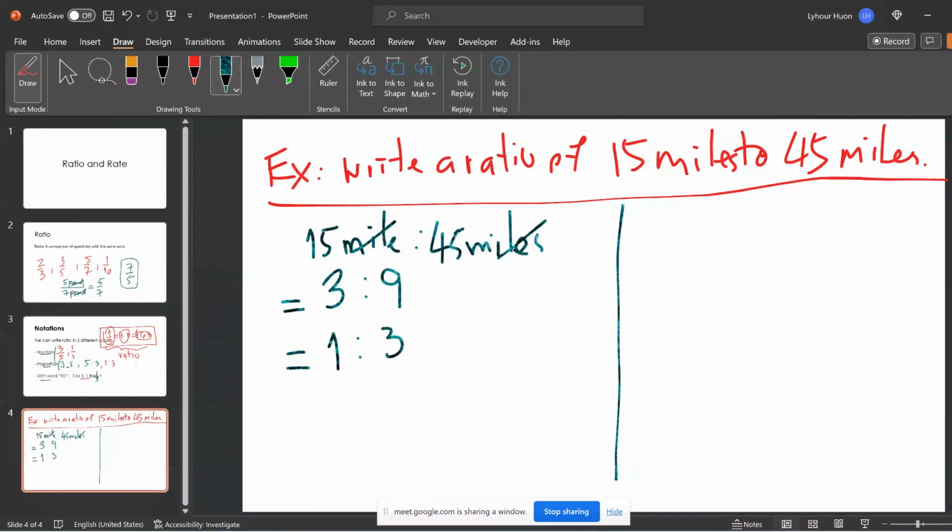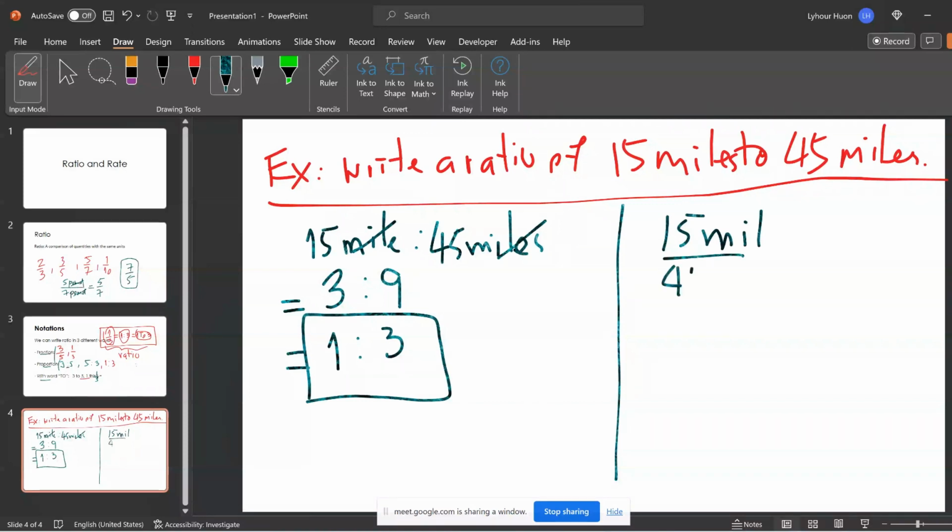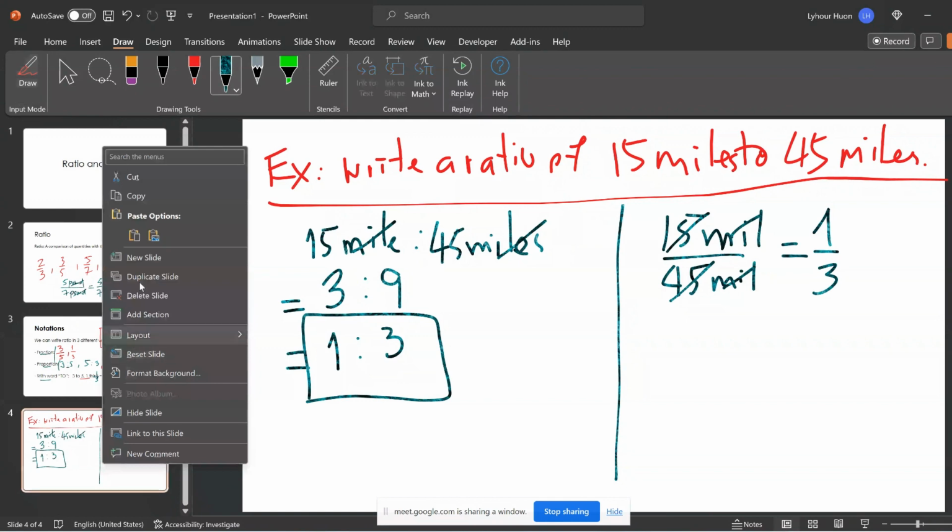So now we can write this as a ratio. And if you're not familiar with the proportion with the colons, you can write it as a fraction. This is the most popular one. Normally we see ratios with fractions. And then we simplify the amounts. We simplify 15 and 45. We have 1 over 3.